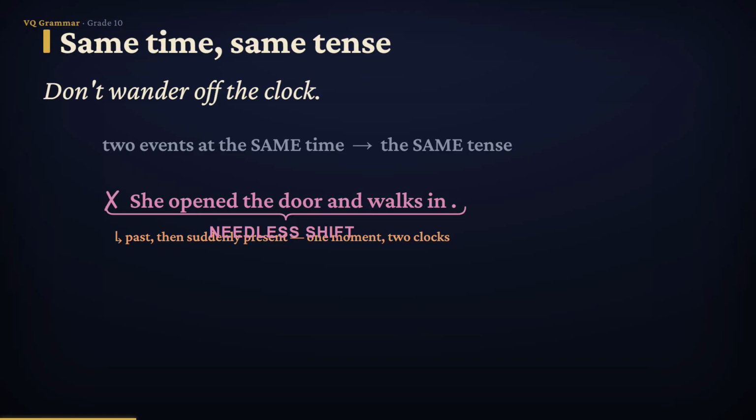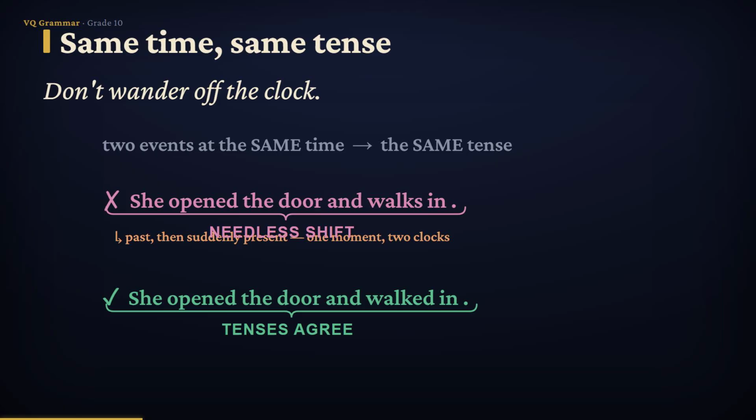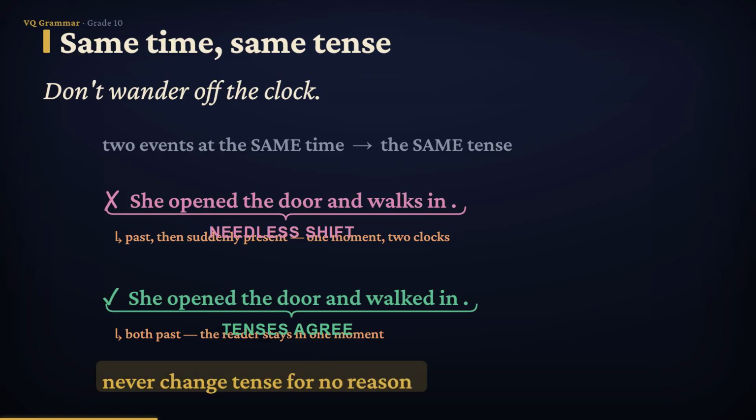Now the fixed version. She opened the door and walked in. Opened, walked. Both verbs sit in the past, and the reader stays inside one smooth moment. So the first thing to remember is this. Never change tense for no reason.